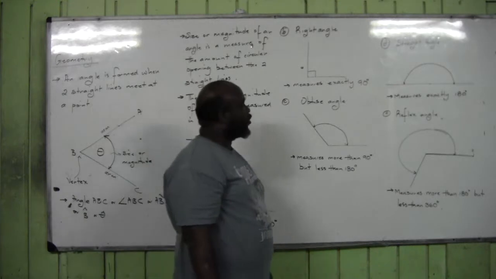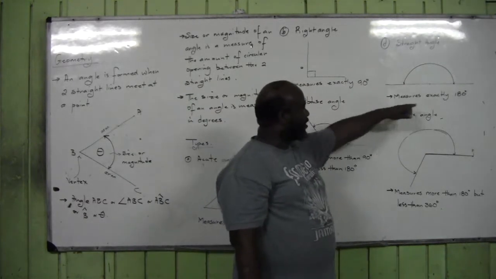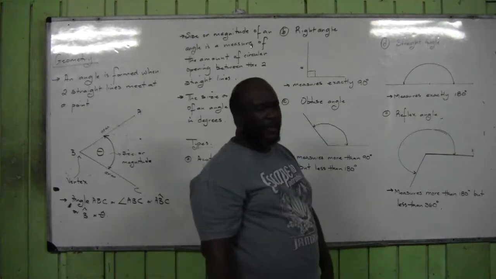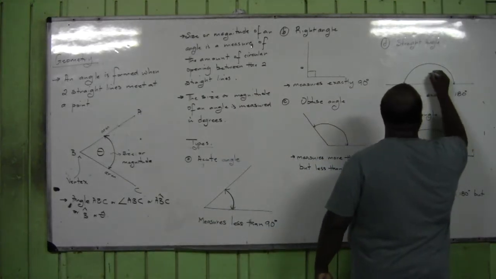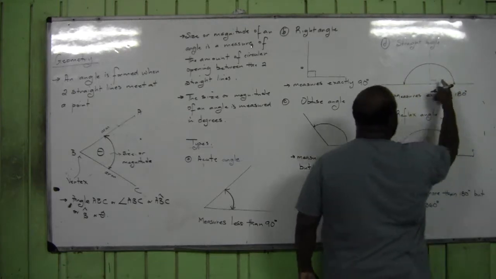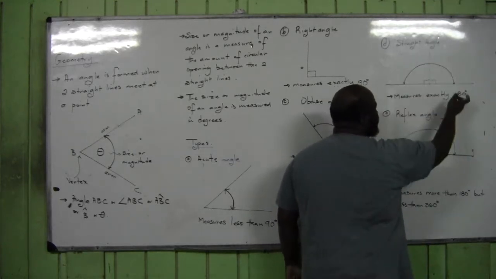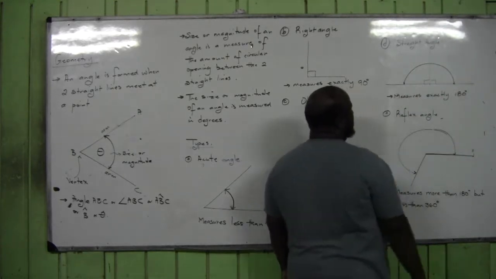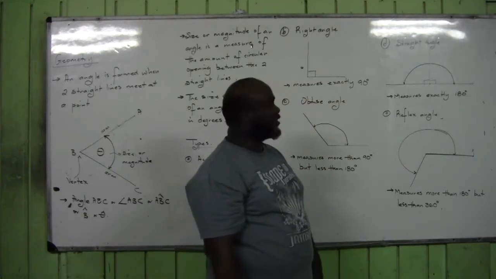Now that brings us to the straight angle. The straight angle measures exactly 180. If I did this, suppose I did that, this one would be a right angle, 90, and this one would be 90, making a total of 180. The straight angle measures exactly 180 degrees.